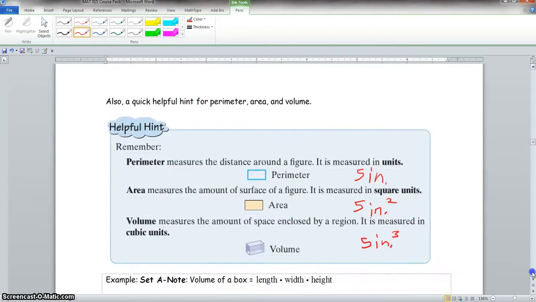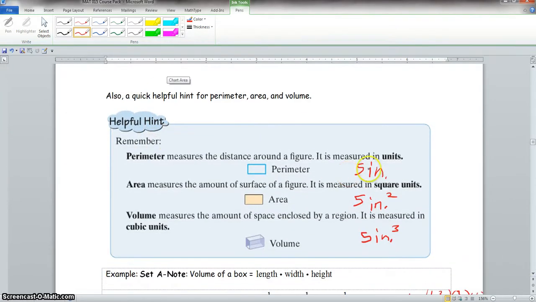Now, this quick hint here. I took the liberty of indicating what these statements mean. It said perimeter means the distance around a figure. It is measured in units. So imagine that the perimeter ended up equaling 5 inches. What I would write is 5 inches. That's what it means by it's measured in units.